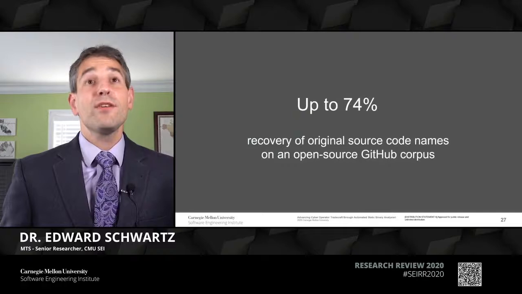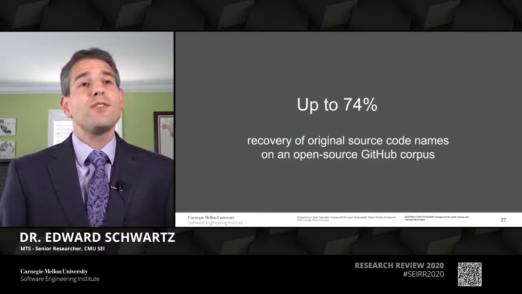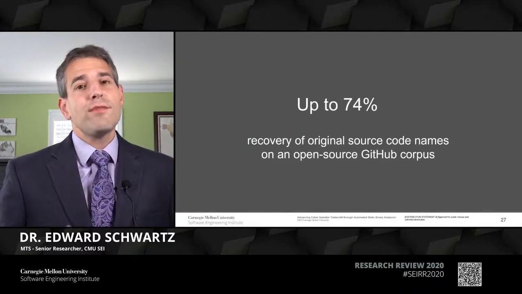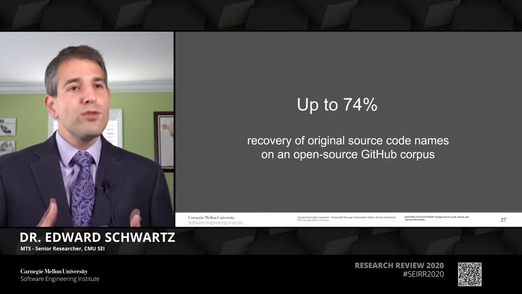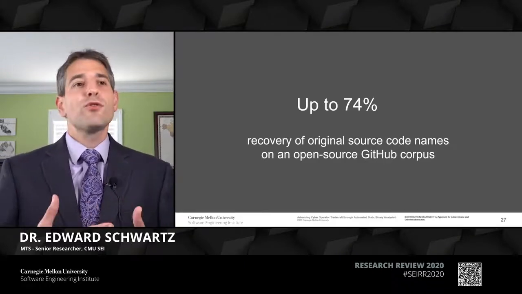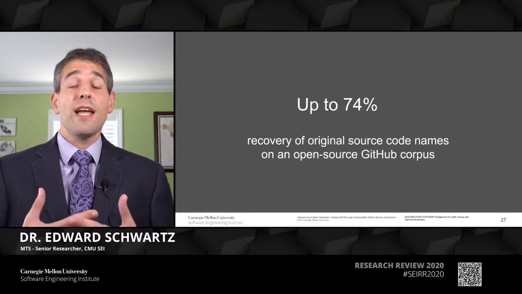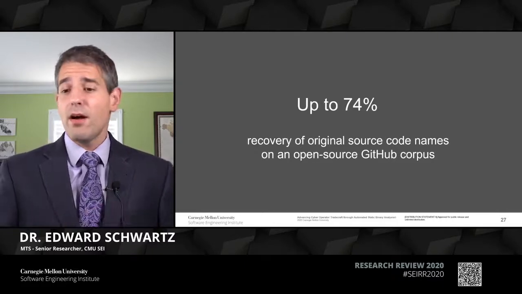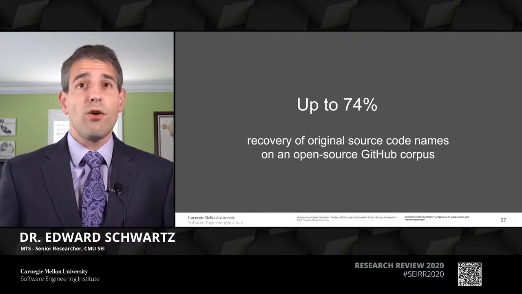I want to start off by talking about some good news: we are able to recover up to 74% of the original variable names in a large corpus of code and executables that we gathered from GitHub. And we're really excited about that result.